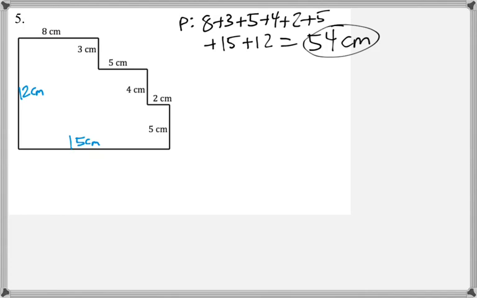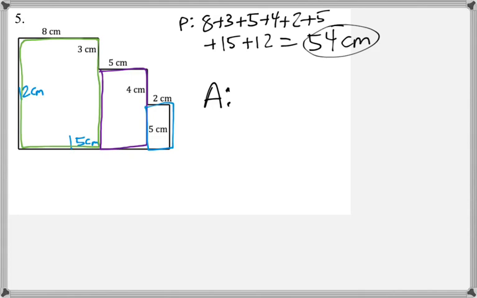Let's look at the area now. So this is not a rectangle, this shape isn't, but we can split it up into a couple different rectangles. So I'm going to split it up into this rectangle and then a middle rectangle and then a right rectangle.